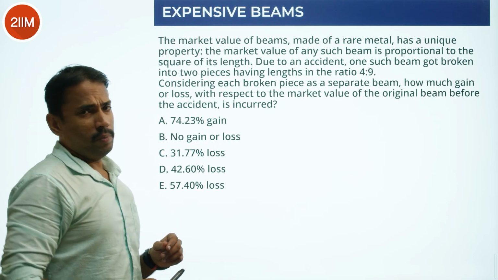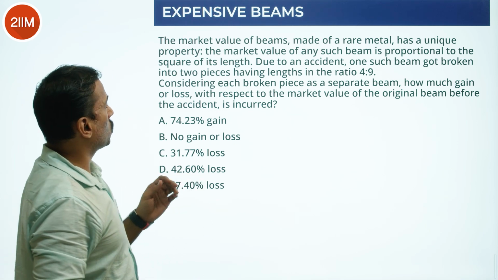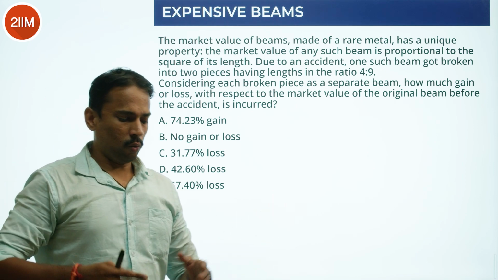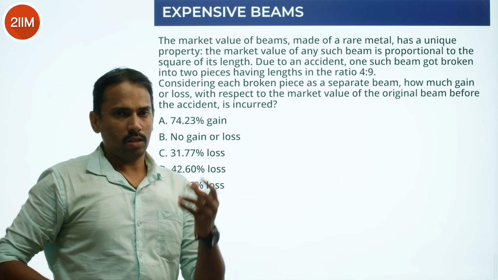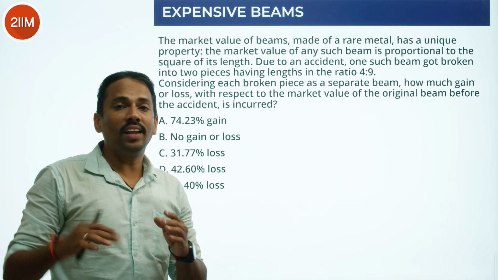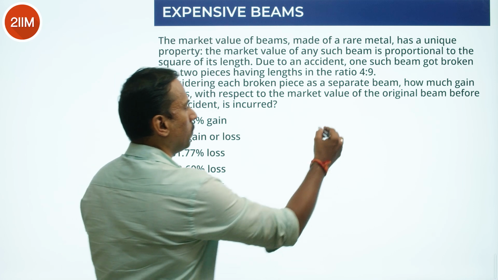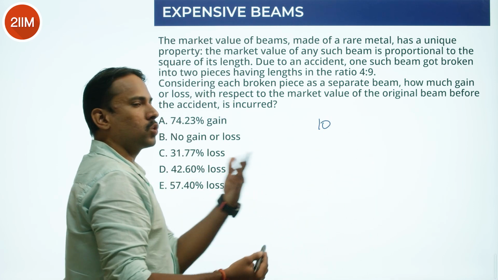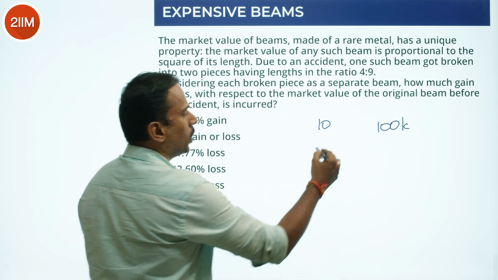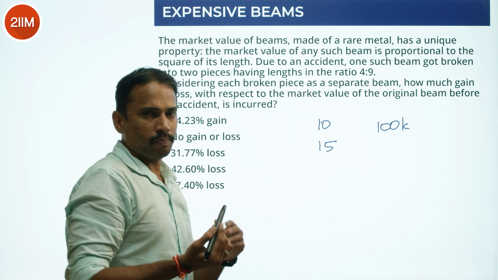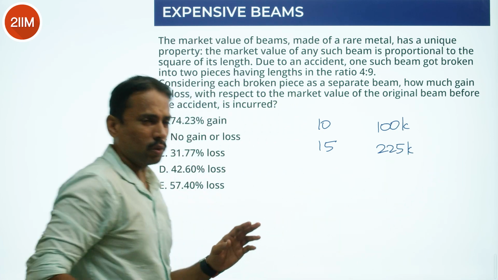The market value of beams made of rare metal has a unique property. The market value of any such beam is proportional to the square of its length. So, whatever the length is, its value is going to be proportional, not to the length, but to the square of the length. If the length is some 10 units, then the price is going to be proportional to 100, so it's some 100k. If the length is 15 units, then the price is proportional to 15 square, 225k. So, that's what they are coming to express there.